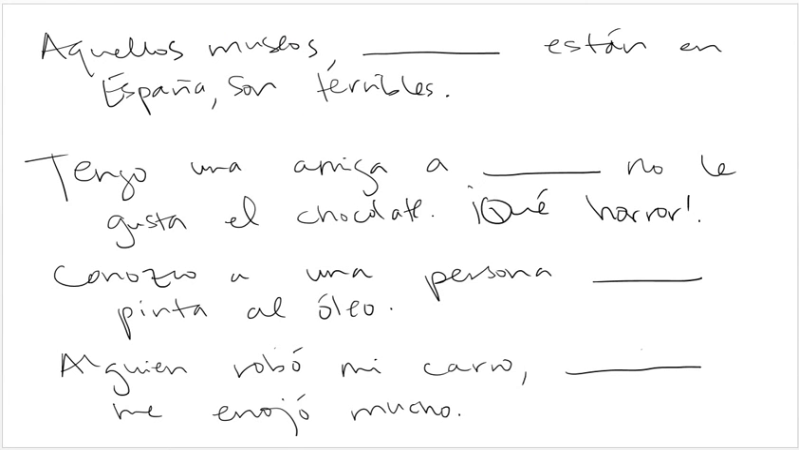Okay, aquellos museos. So we have a comma here, so we know that we cannot say just que. Museos are not people, so we can't say quién. So it's going to be los. And then again, you can either say que or cuales. It's interchangeable. So aquellos museos, los que están en España or los cuales están en España, son terribles. So those museums which are in Spain are terrible. I can't just say que because it's after a comma.